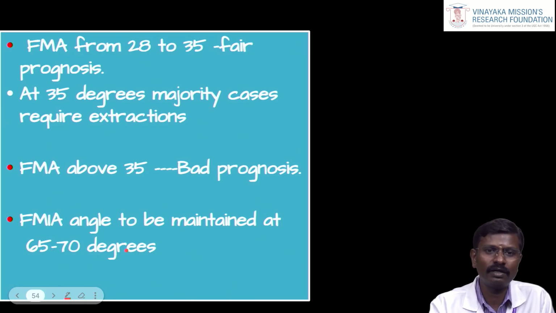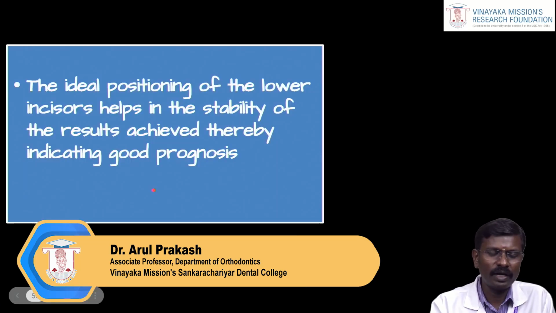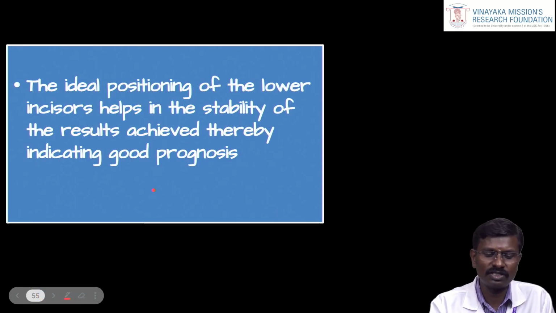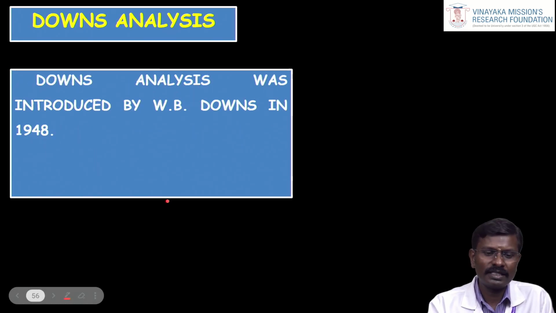This will give a good position of the mandibular incisor. So the ideal position of the lower incisor helps in the stability of the result achieved, thereby indicating the good prognosis. And the next analysis is the Downs analysis. This was given by Downs in the year 1948.